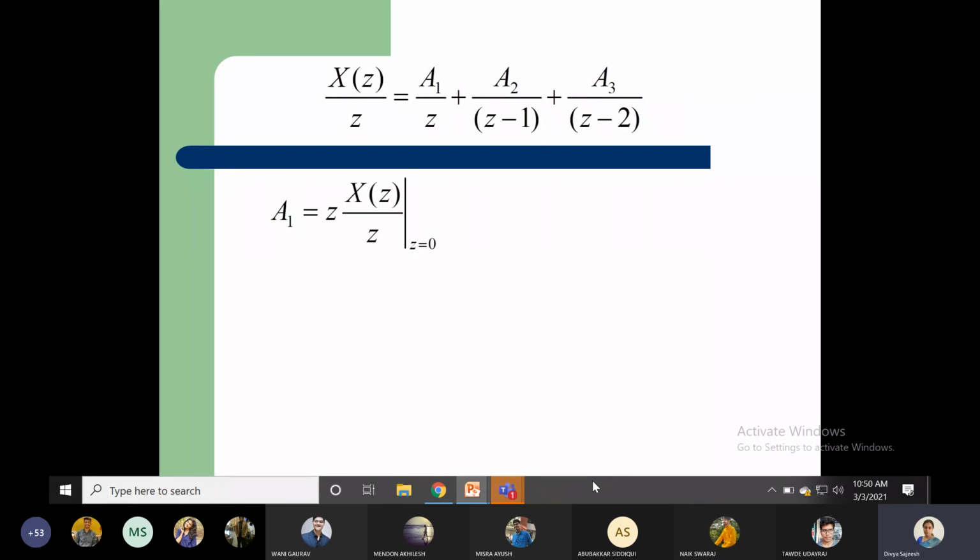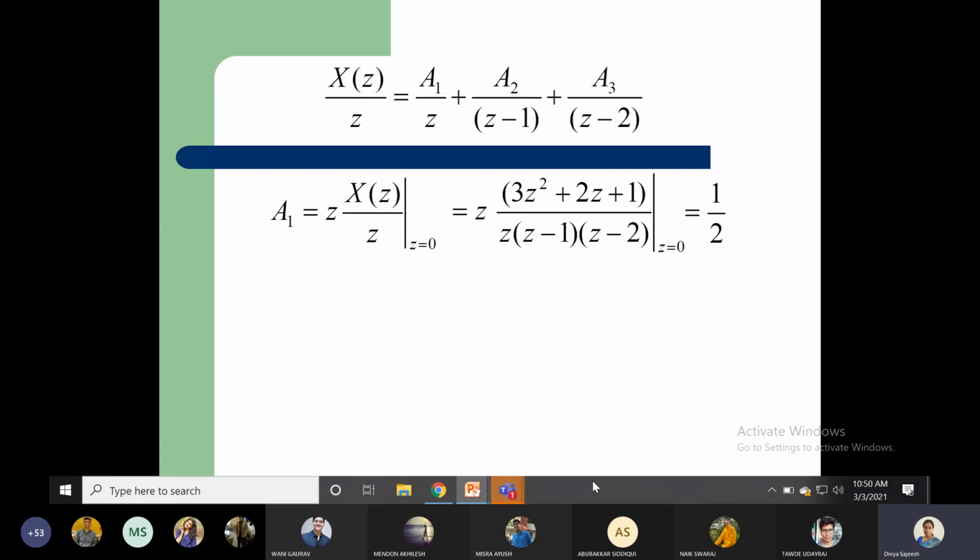For that, how you obtain a1? a1 is equal to z into x of z by z. Put z equal to 0 in that. So substitute z into x of z by z, which is your equation 3z square plus 2z plus 1 divided by z into z minus 1 into z minus 2. In that you apply the condition z equal to 0. So after putting that, you are getting a1 as half.